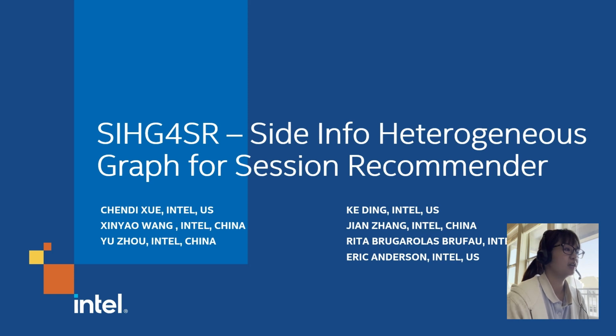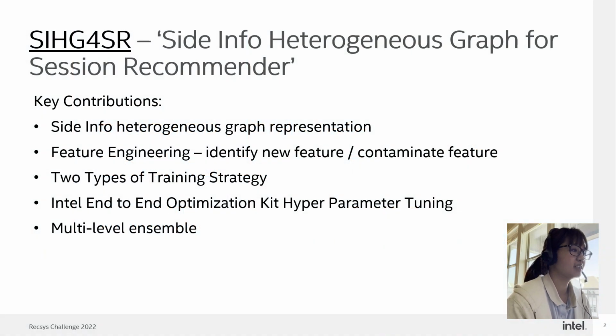We built the SIHG4SR, which stands for Site Information Heterogeneous Graph for Session Recommender System problem. Since we only have 10 minutes, I just include the key contribution from our solution in these slides. I will talk about the site information heterogeneous graph representation. Then there are four main contributions, which are feature engineering, the train strategy, the hyperparameter tuning, and the multi-level model ensemble.